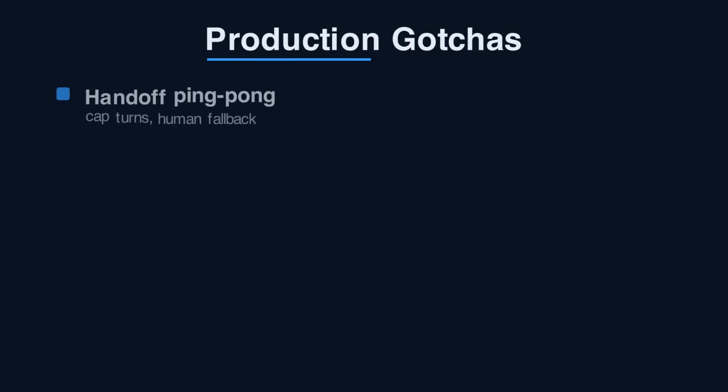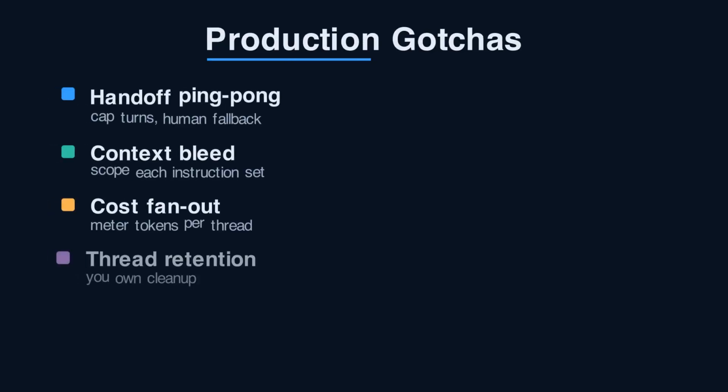Now the things that bite you. First, ping pong. Two agents can hand back and forth forever, so cap turns and add a fallback to a human path. Second, context bleed. Because the thread is shared, a specialist sees everything, including instructions meant for triage. Keep instructions scoped and don't leak routing logic into specialist prompts.